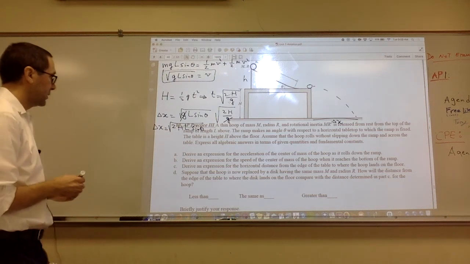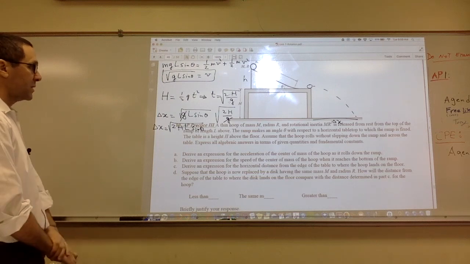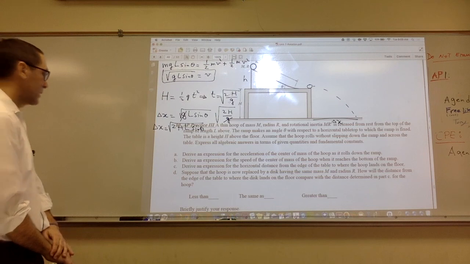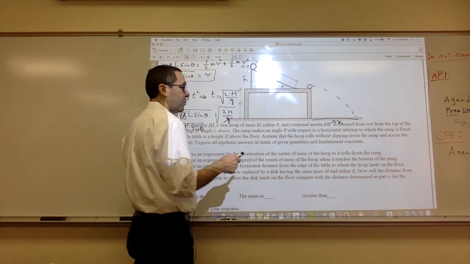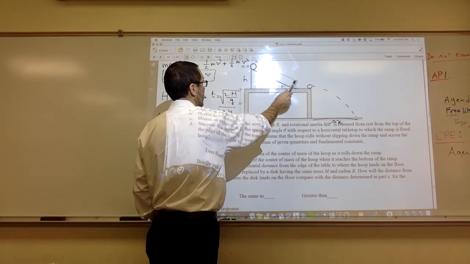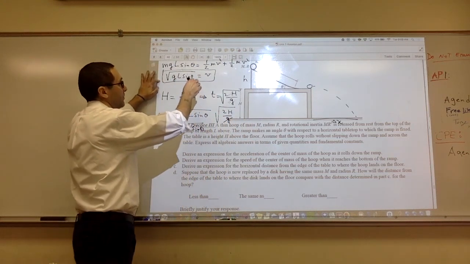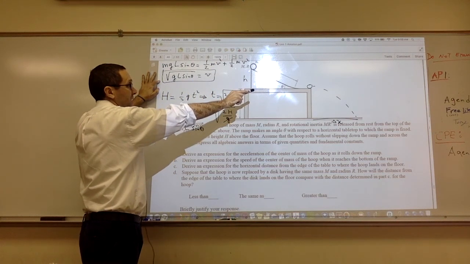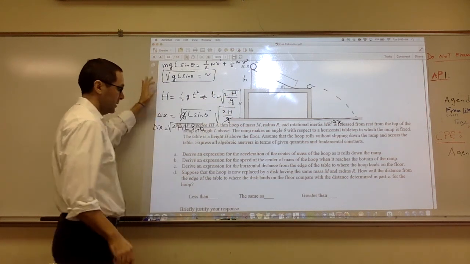Suppose the hoop is now replaced by a disk having the same mass and radius. How will the distance from the edge of the table to where the disk lands on the floor compare with the distance? The distance should be greater because the disk has less of a moment of inertia than a hoop. So when it gets down here, it's going to have a higher speed than this. As a matter of fact, if you try the math, you're going to find that speed is bigger. So if it has a higher speed at the edge of that table, it's going to have to go further because the time of drop is the same.